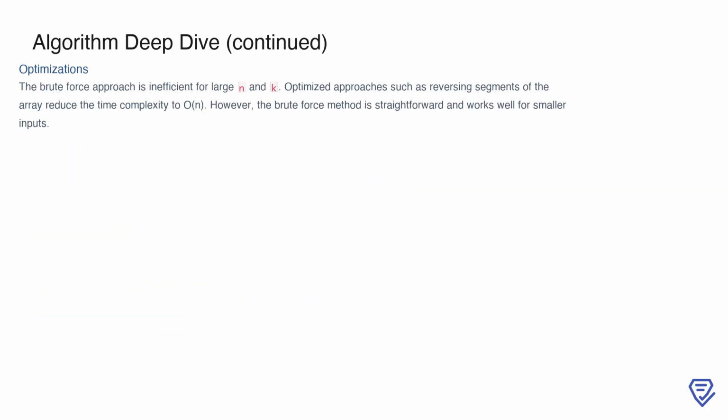While the brute force method is straightforward and easy to implement, it becomes inefficient for large values of n and k due to its O(k*n) time complexity. For better performance, we can use optimized approaches such as reversing segments of the array. This method involves reversing the entire array, then reversing the first k elements, and finally reversing the remaining elements. By doing so, the time complexity is reduced to O(n), which is significantly faster for larger inputs. However, the brute force approach remains a great starting point to grasp the mechanics of array rotations and is suitable for smaller inputs or scenarios where efficiency is not the primary concern.